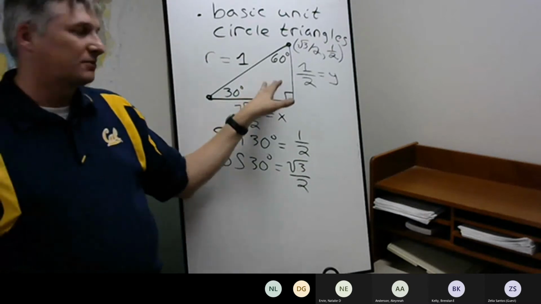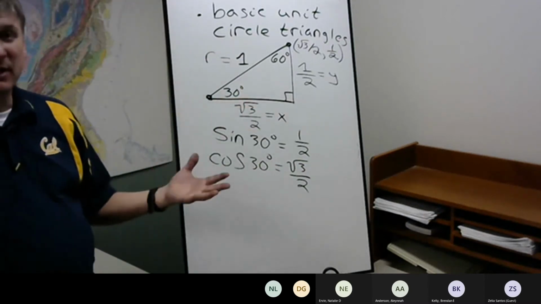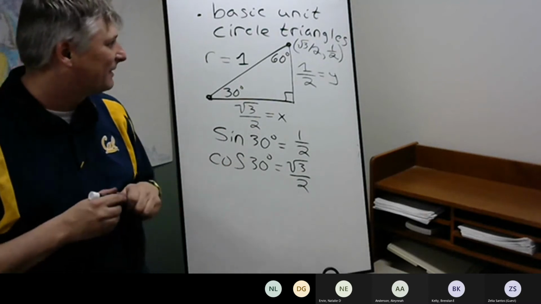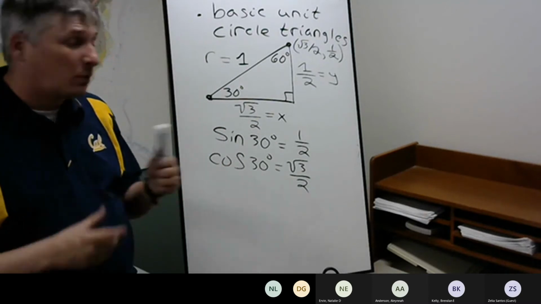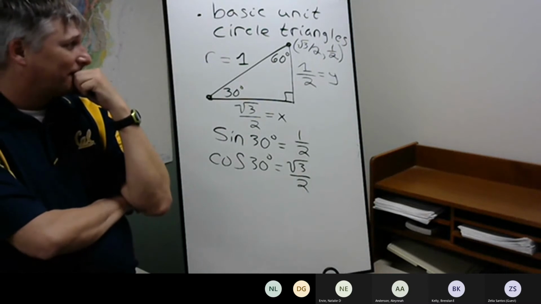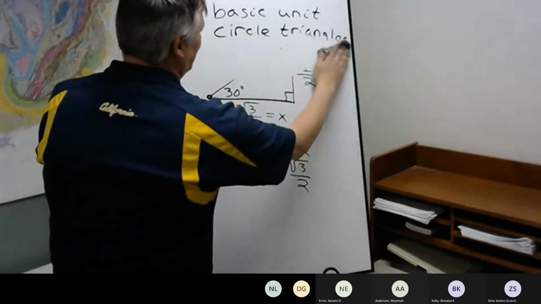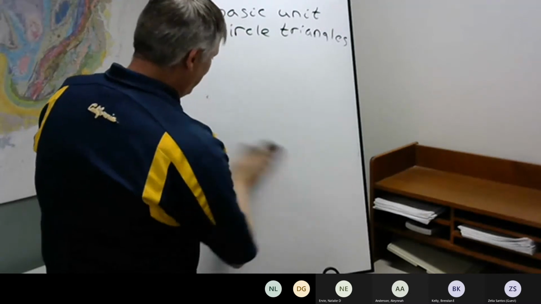I'll draw the next triangle so it's inside the circle, so it makes a little more sense. So it's on some kind of a Cartesian plane. Questions about this? All right. So I'll put this next one inside the circle.